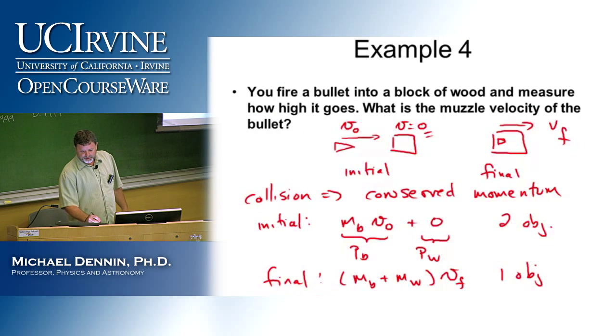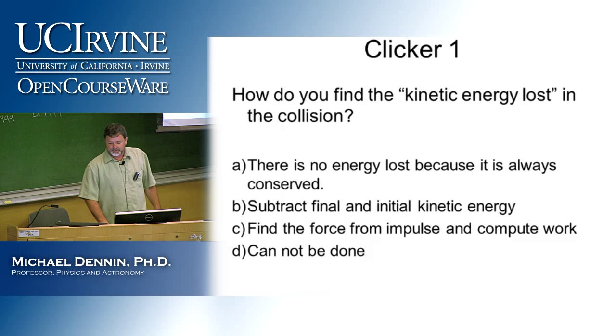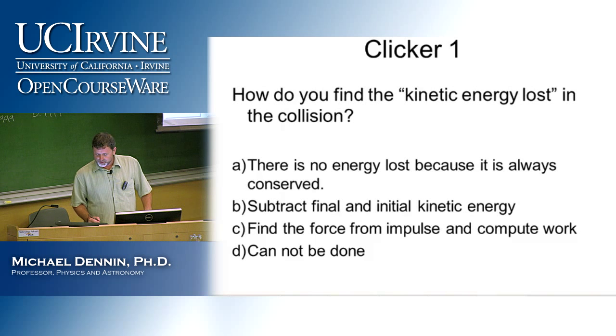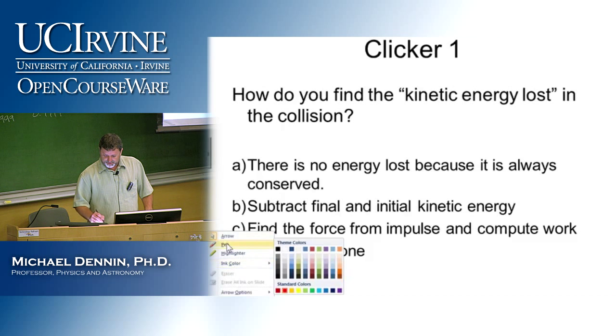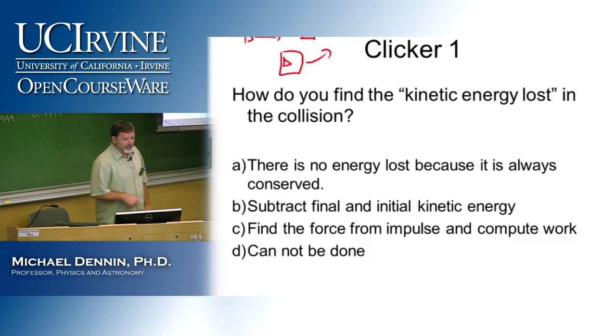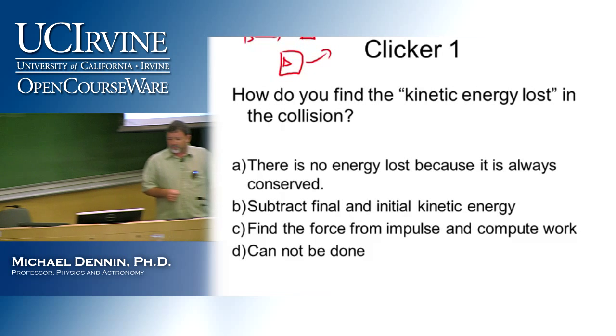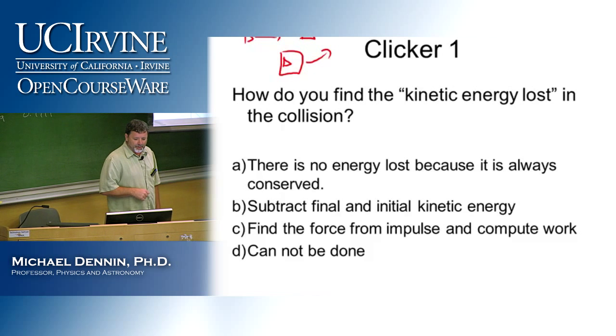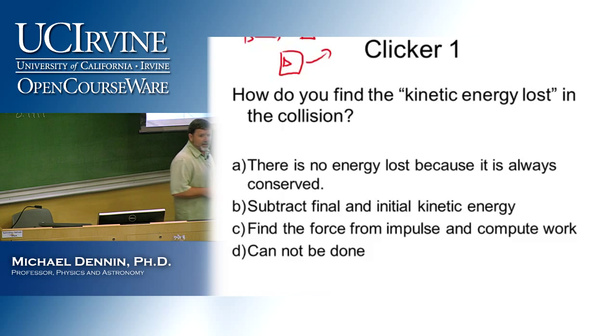This leads us to an easy warm-up clicker question. So this is referring to the block problem. Okay, so this is the bullet hitting the block, the two of them sticking together, and then moving. The question is, how would you find the kinetic energy lost in this collision? There is no energy loss because it's always conserved. Subtract the final and initial kinetic energy. Find the force from the impulse and compute the work. The problem cannot be done.